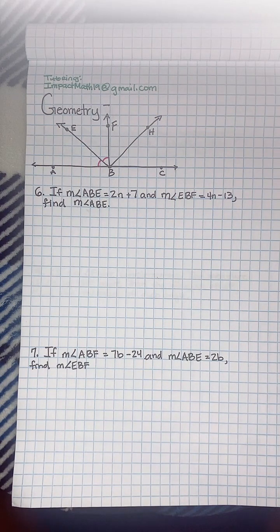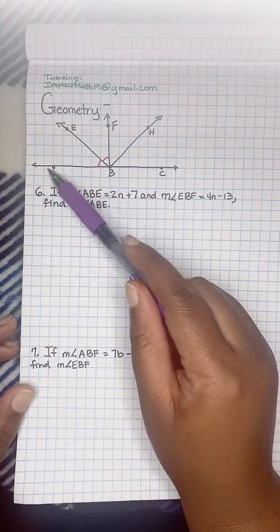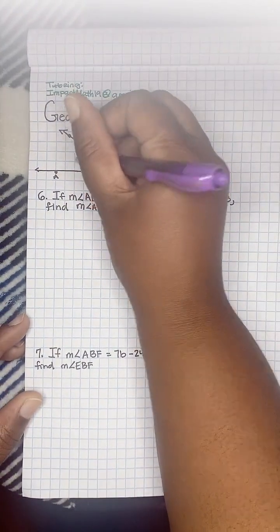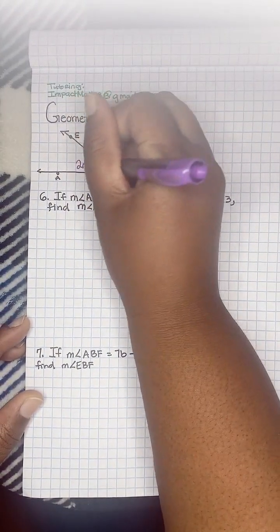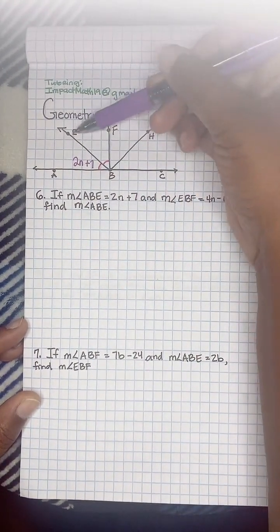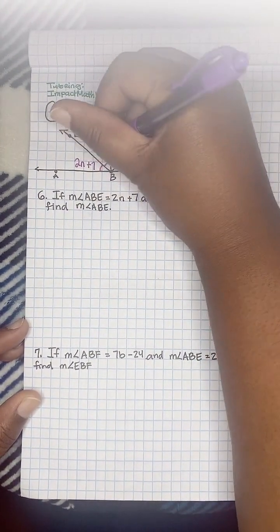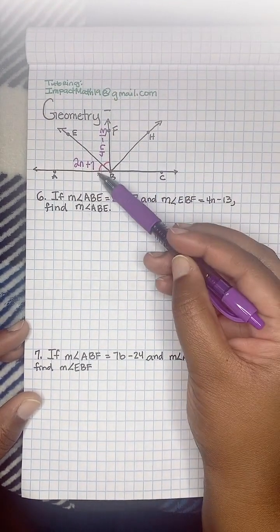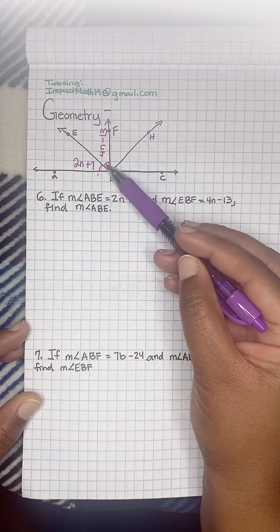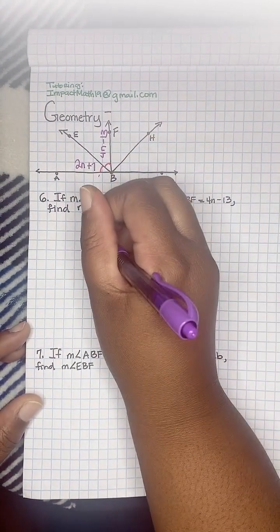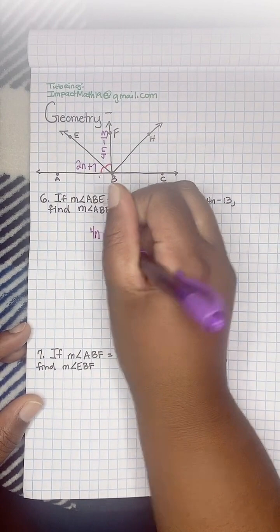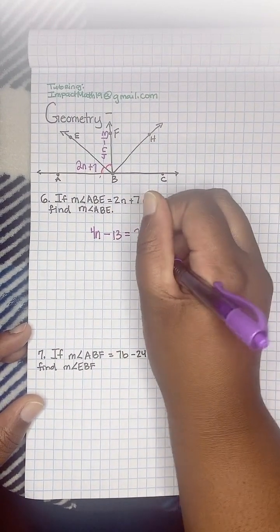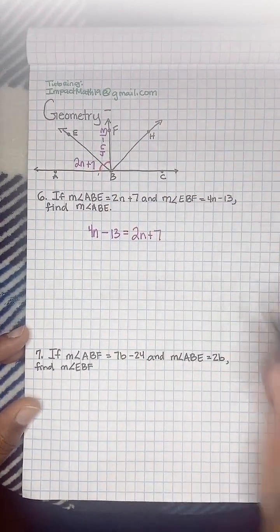Okay, set them equal to each other. Set the sum to 90. Good, okay. So it's telling us that ABE, this angle right here, is 2n plus 7. EBF is also 4n minus 13. As soon as I see these two, I know that these are congruent. So I can set them equal. So I could do 4n minus 13 equals 2n plus 7.